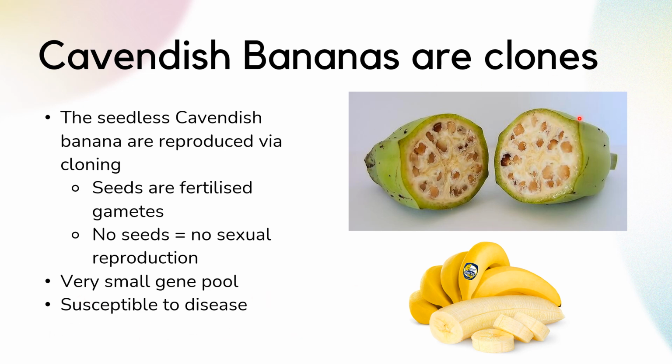Up here, this is a photo of a wild Cavendish banana. You can see the seeds. Obviously, those seeds will then go on to become more Cavendish banana plants and so on. But to produce this seedless type, we must clone those bananas. Therefore, our banana population is actually at high risk of being wiped out if a disease comes along that affects the bananas, and this has happened in the past years.